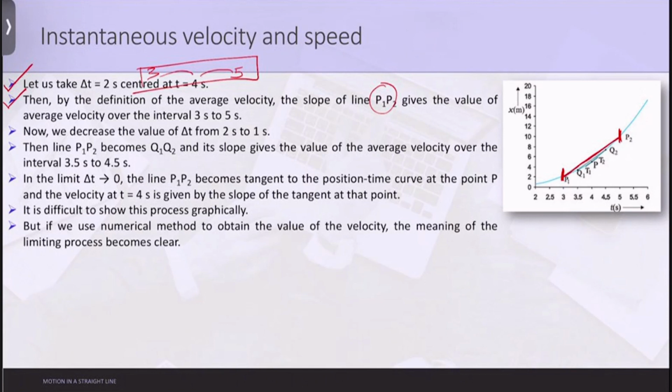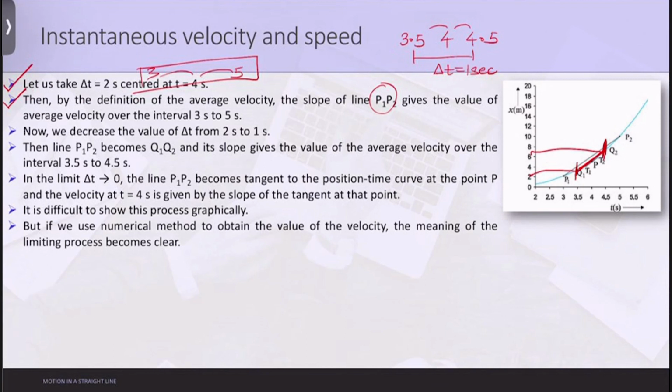Now we decrease the value of delta t from 2 to 1 second. So what is happening this time? This time as delta t is 1 second, from 4 we will go to 3.5 and to 4.5, so that delta t is 1 second. Again, it is nothing but x2 minus x1. So we know the value of x2 here, we know the value of x1 here. So we are just trying to find out x2 minus x1 upon t2 minus t1.